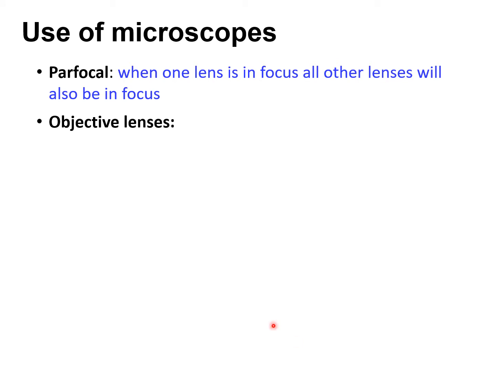Before we talk about the parts of the microscope, the compound light microscopes that we use are usually parafocal. What does that mean, that they are parafocal? It means that when one lens is in focus, all the other lenses are going to be in focus as well. And this makes things way easier for us when we go ahead and use that microscope in the lab.